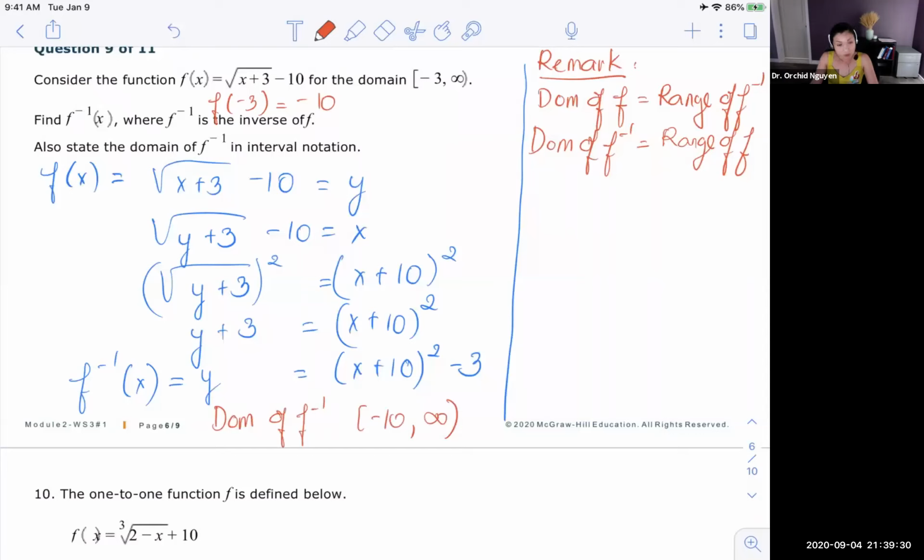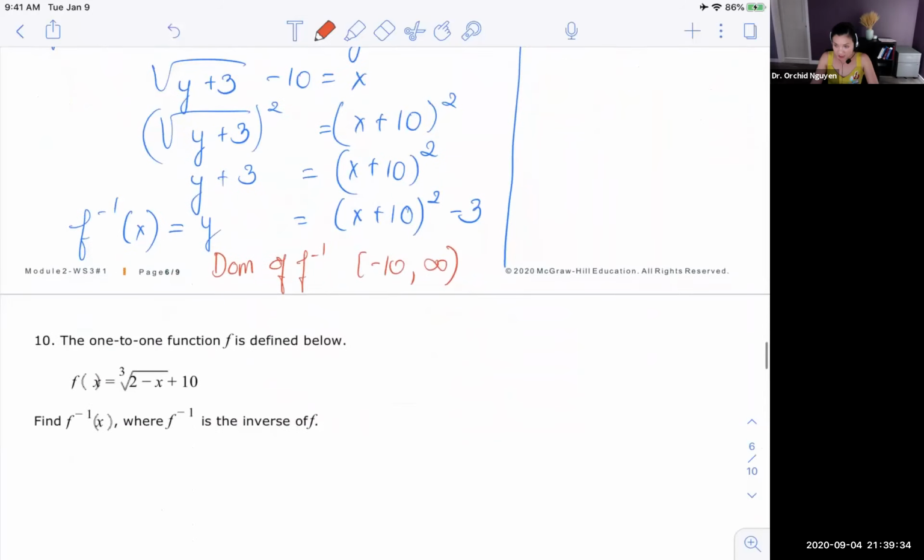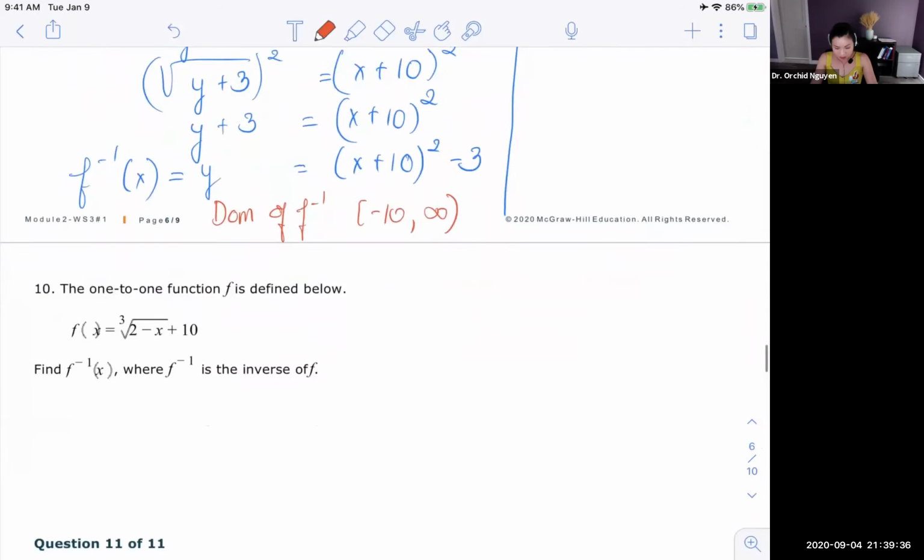All right, moving on to number 10. So number 10, once again, we have to find the inverse. So I'm going to find the inverse. So first, I'm going to put that y right there. And then I interchange x and y. Cube root of 2 minus y, plus 10, equals x.